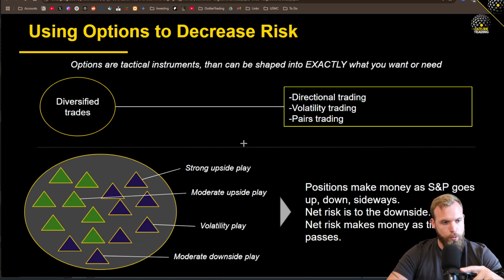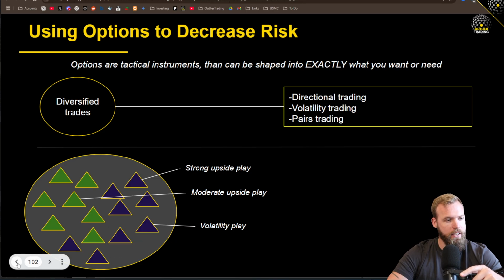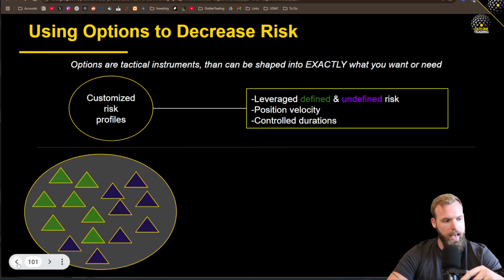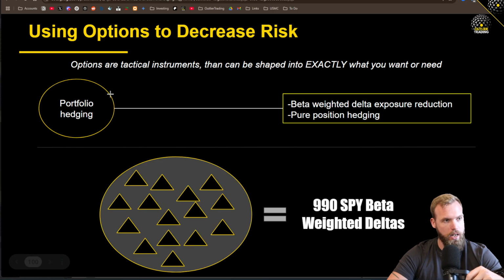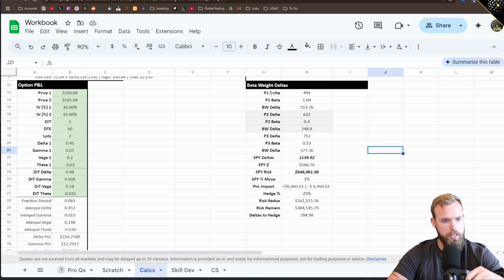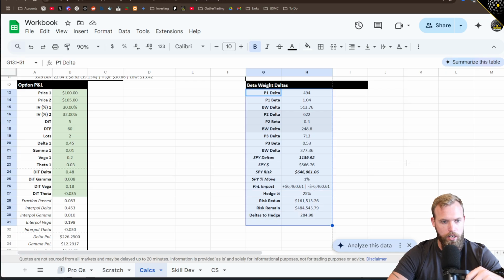So now, as promised, I want to go back in time and take a look at this beta weighted delta concept for you. Let's go over to Google Sheets and take a look at this scenario. I literally just built this, but what I'm showing you is we have a 3-position portfolio. Your first position has total deltas of 494.